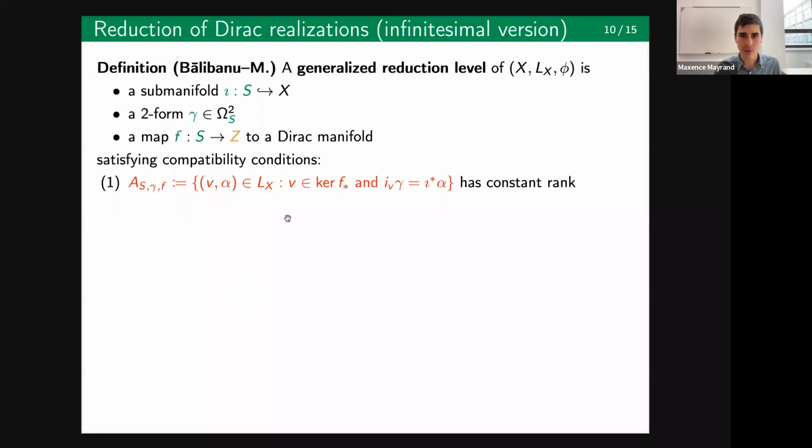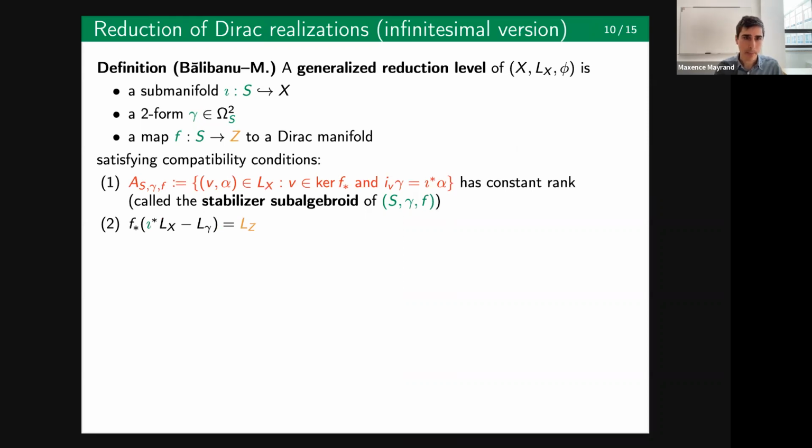So the Lie algebroid we had before can be modified with this map F. It's the set of pairs (V, alpha), where V is tangent to S, but also in the kernel of the differential of this map. And the same condition we had before: the interior product of V with gamma is a one-form on S, and so is the pullback of alpha to S. So we can require that they are equal. And we require that this bundle has constant rank. In this case, we call it the stabilizer subalgebroid of this set of data, because it turns out to be a Lie algebroid if it has constant rank.